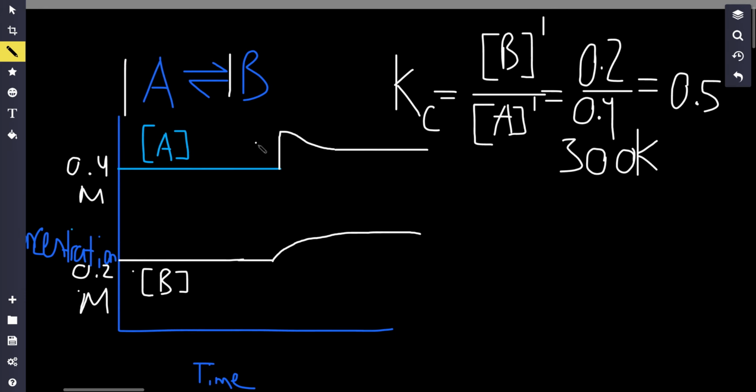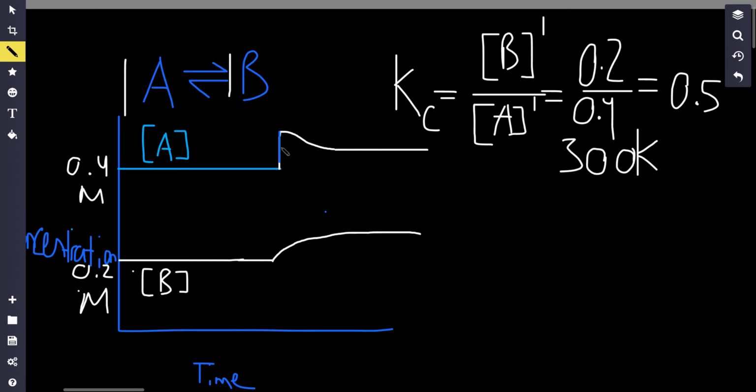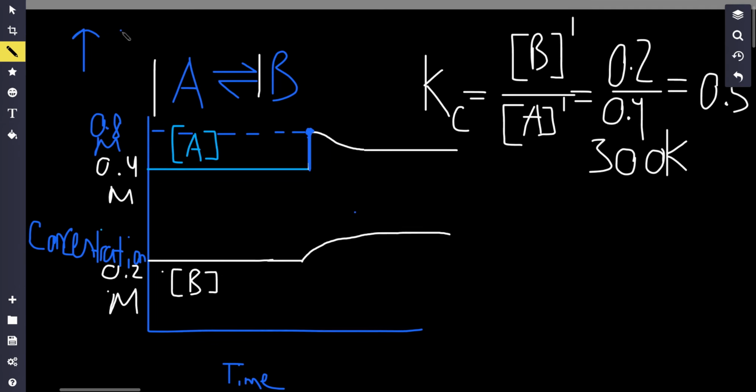Now, let's take a look at what happens if I increase the concentration of A. So let's say what I do is, in whatever container I have, I dump a bunch of A into it, and I increase the concentration of it. So let's say this new concentration that I have is 0.8 molar. All right. So I increase the concentration of A. Now, what do you think is going to happen?